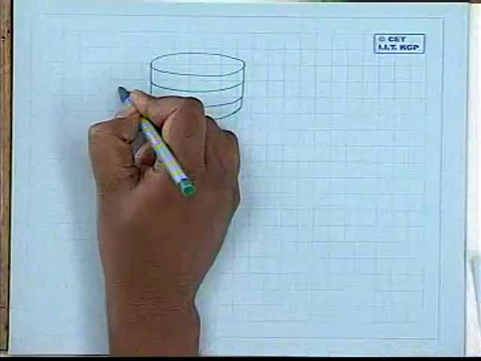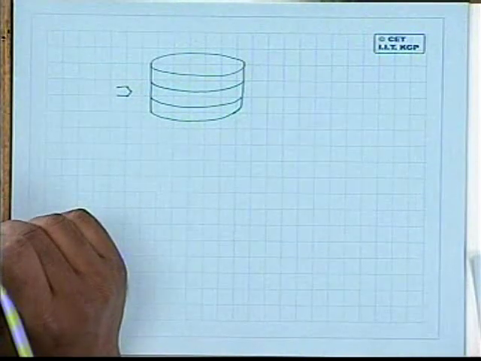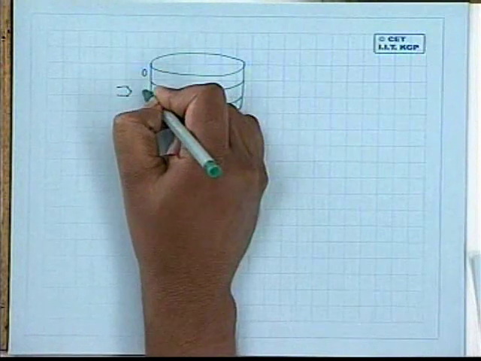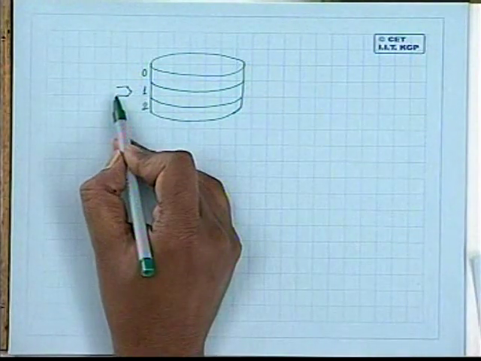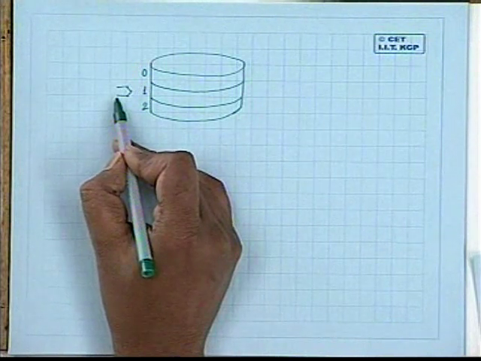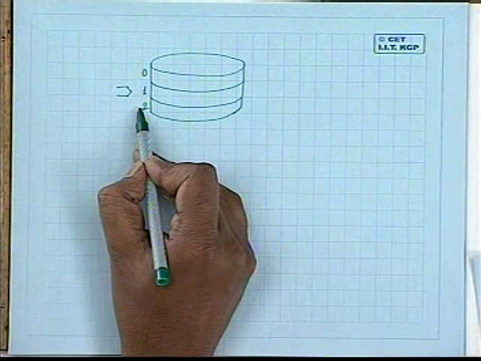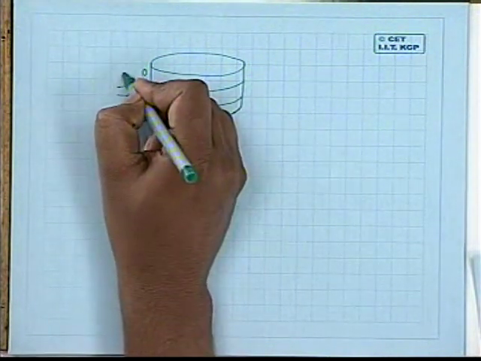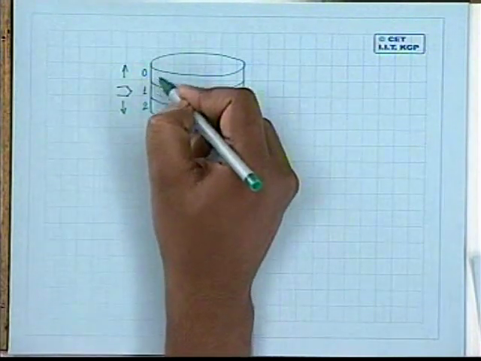And in this case, I can have a multiple read-write head situation, or I can have a single read-write head situation. Suppose I have got 3 tracks, say track number 0, track number 1, and track number 2. If I have multiple read-write heads, it is possible that for every track I have a read-write head. In the other situation, I can have a single read-write head which can move along the tracks, from one track to another.